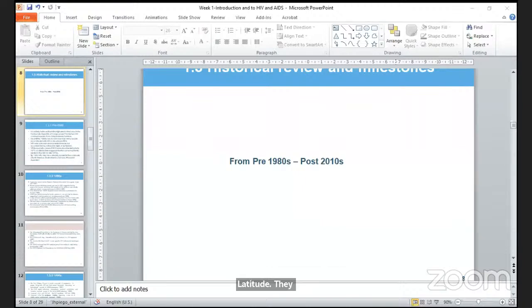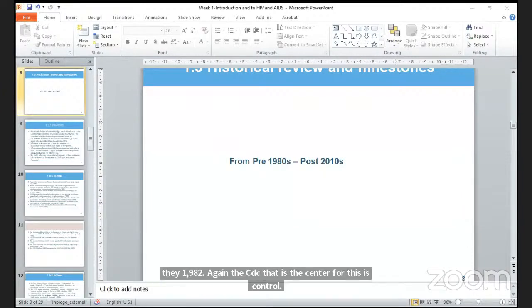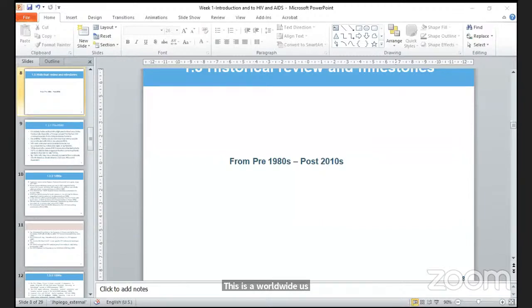Then 1982, again, the CDC, that is the Center for Disease Control. This is a US-based organization that tries to control diseases all over the world. It termed the infection AIDS. Now, this infection that was being seen consistently in the gays was now being termed AIDS, acquired immune deficiency syndrome. For the first time, it was used in 1982. Very interesting history there.